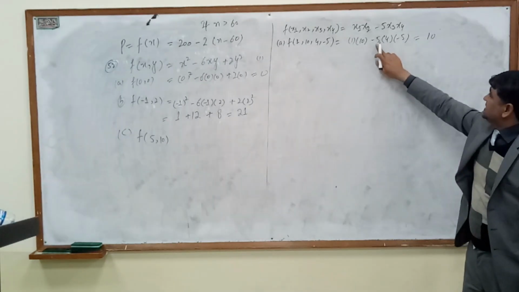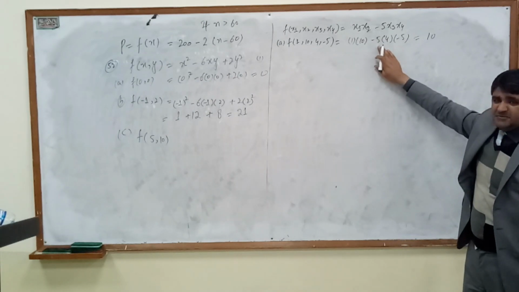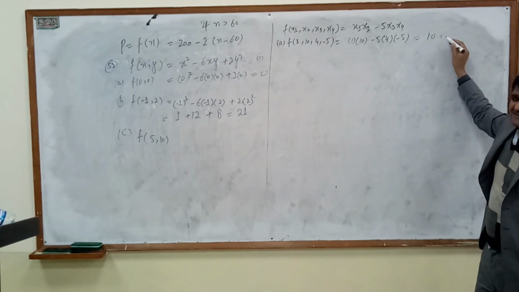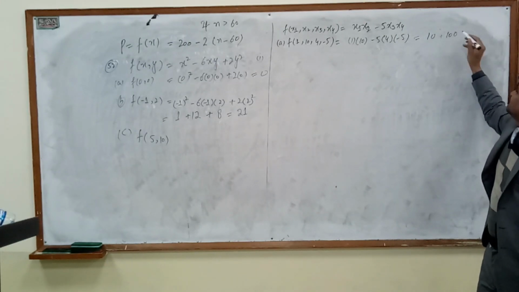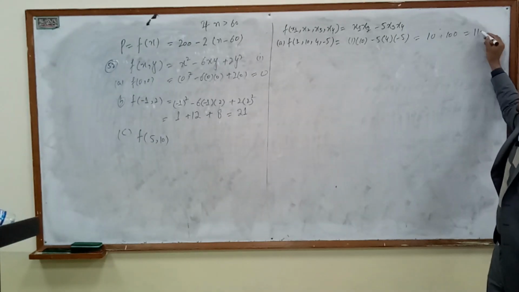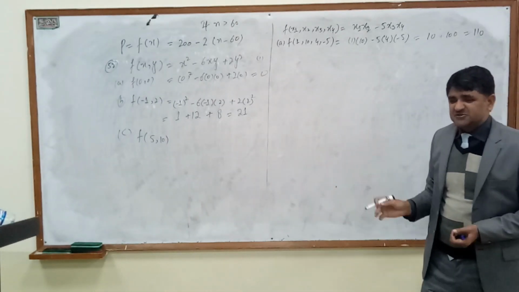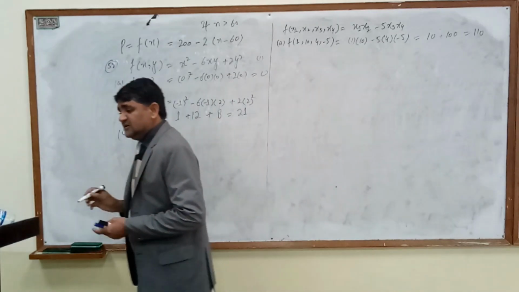10 minus minus plus 25. 20 multiplied by 5 is equal to 100, 110. Okay, students? The rest of the parts you can get easily solved.